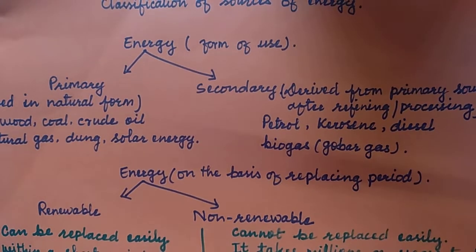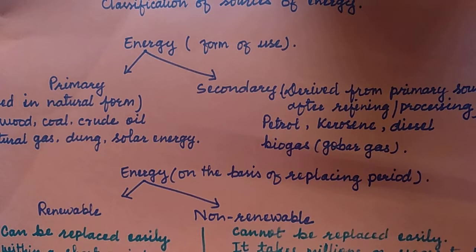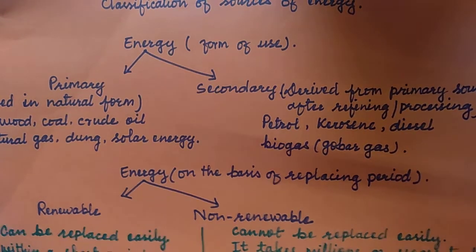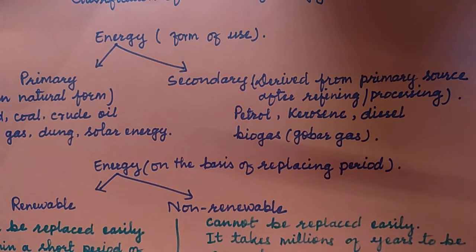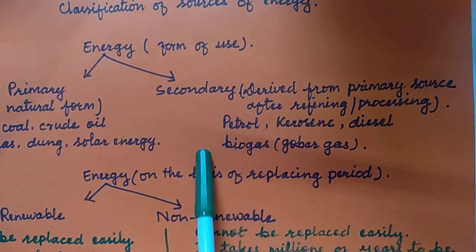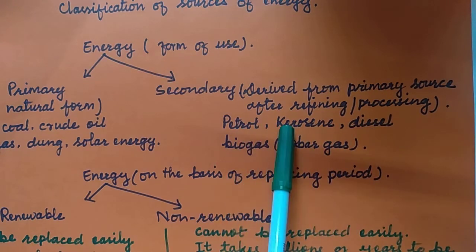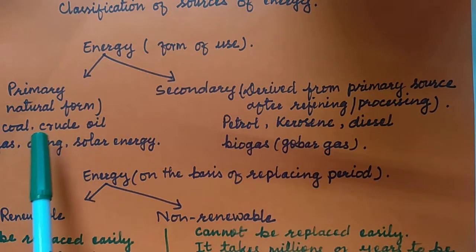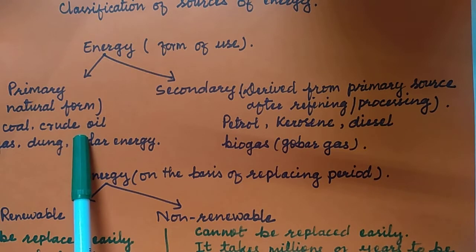Secondary sources of energy, second type. Secondary sources of energy are derived from primary sources of energy after refining or processing. These cannot be used in their original form as they occur in nature. For example, petrol, kerosene, diesel. Petrol, kerosene, diesel are obtained after refining crude oil, right?